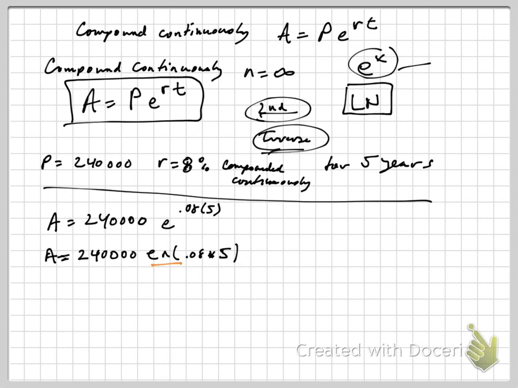If you have the old-fashioned calculator, because who knows what you're stuck with, you need to do 0.08 times 5, hit the equals, and then you hit that second or shift. Oh yeah, that's another version, is shift. I forgot that one. That will do the same thing. So you hit that, you hit the ln button. It's not really the ln button. You're hitting the e to the x because you did that second or shift or inverse.